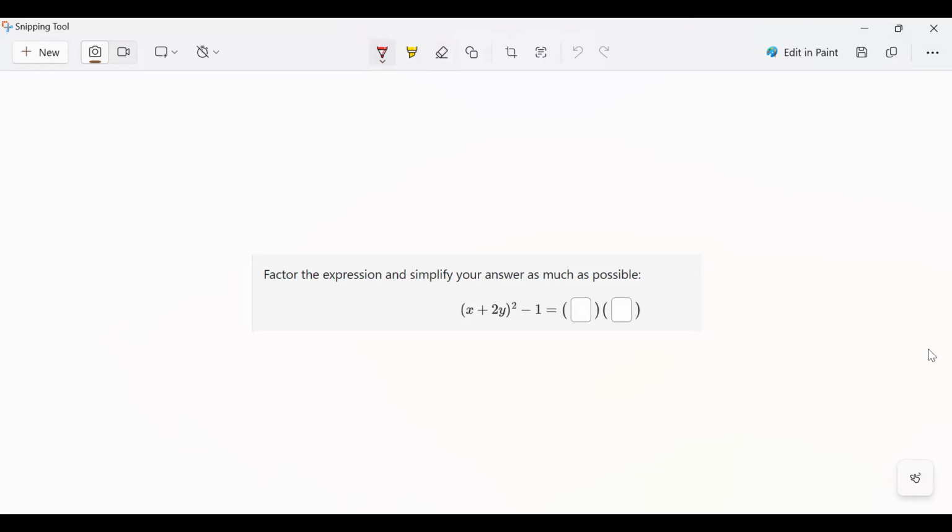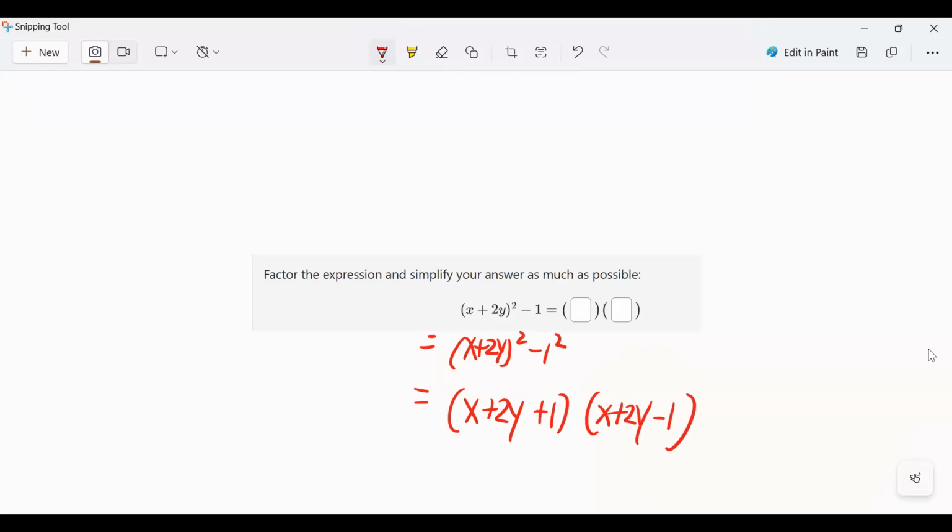Let's go over the solution. So it will be minus 1 squared, right? We're going to realize this. So it means x plus 2y adding 1, x plus 2y minus 1. So when you see only two terms, and both are perfect squares, that's the difference of two squares. That's how you distinguish factoring the difference of two squares from factoring the perfect squares.